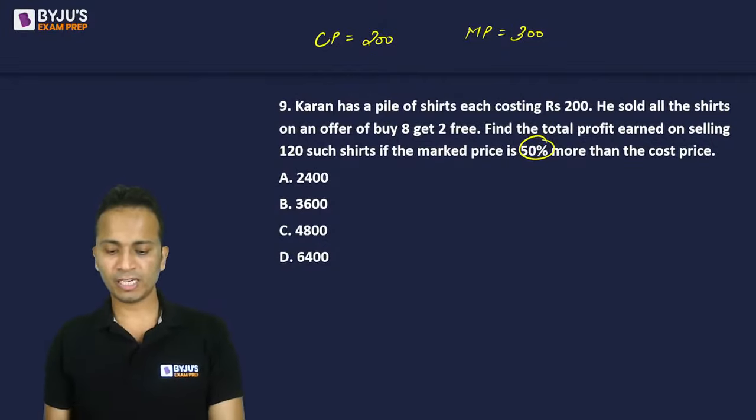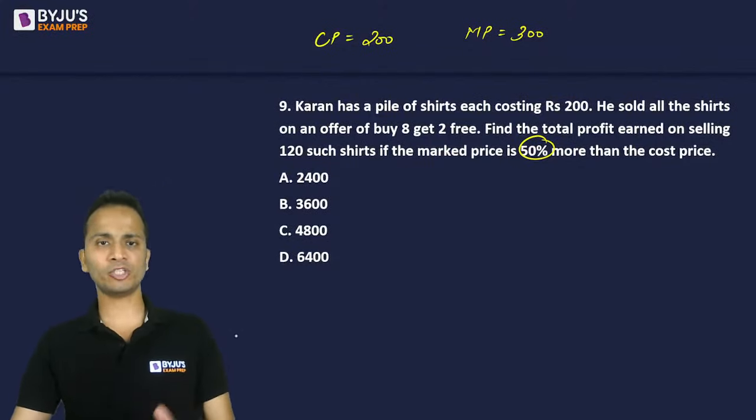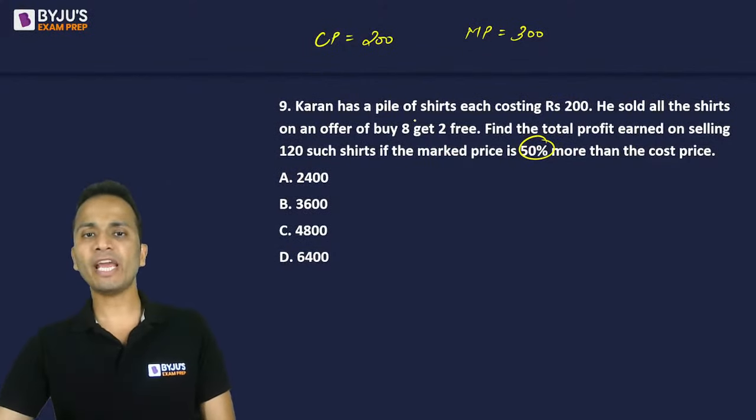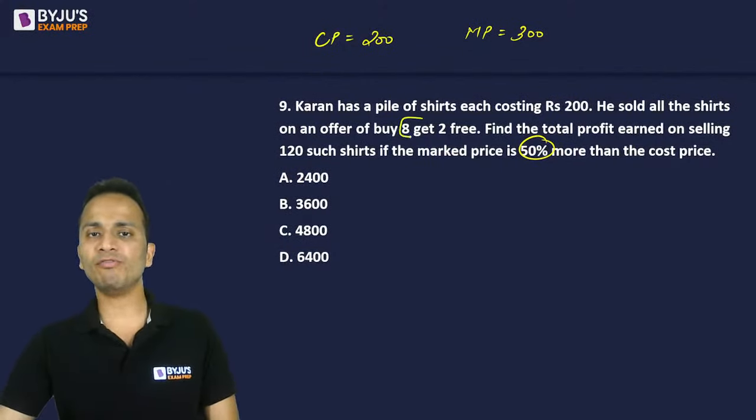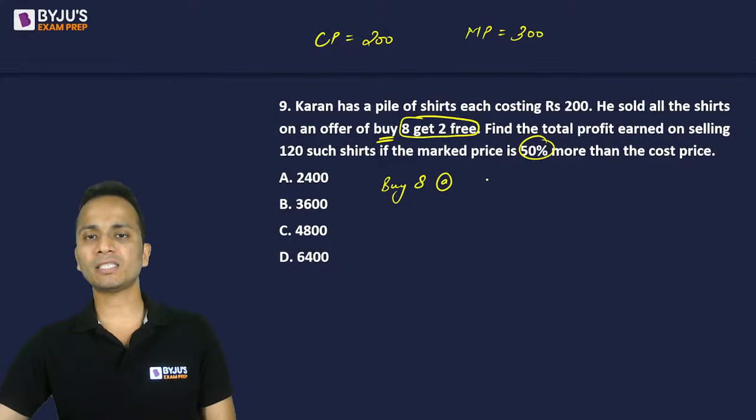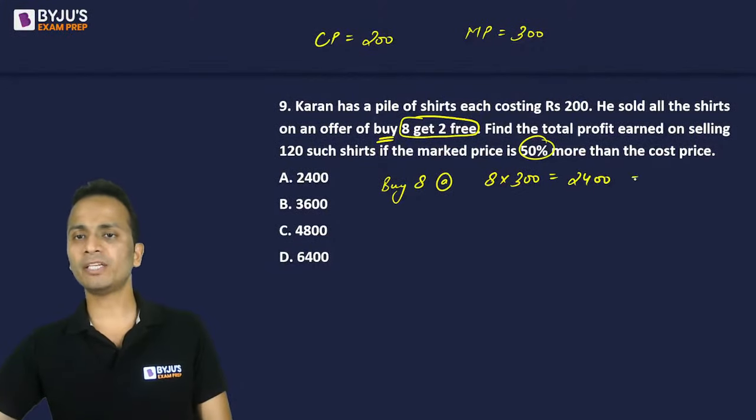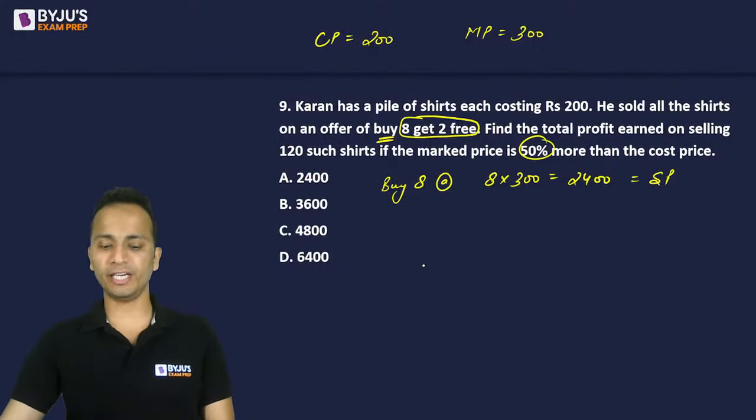Saurabh is the first one to give an answer. Saurabh says option C, that is 4800 is the correct answer. Okay, Saurabh, let's see. Now for every one such transaction, buy 8, get 2 free. So the customer will buy 8 shirts. That means the customer will buy these 8 at 8 multiplied by the mark price, which is 300. That is 2400. Right? So this will be the selling price of 8 shirts.